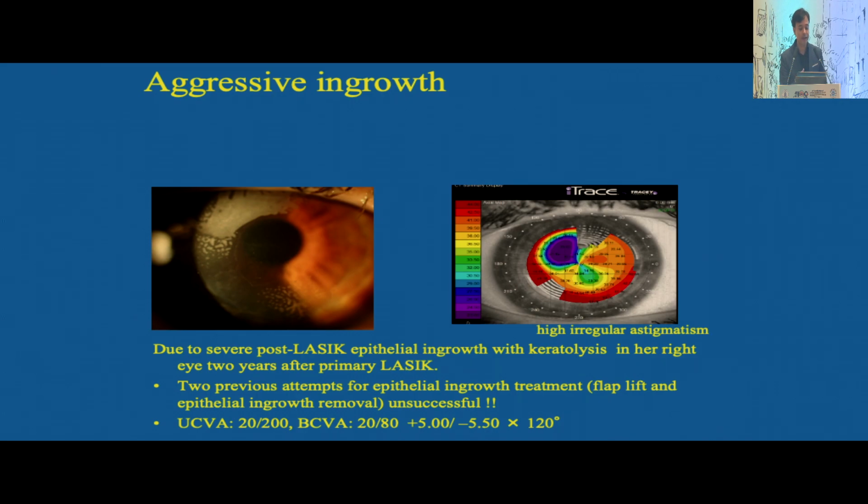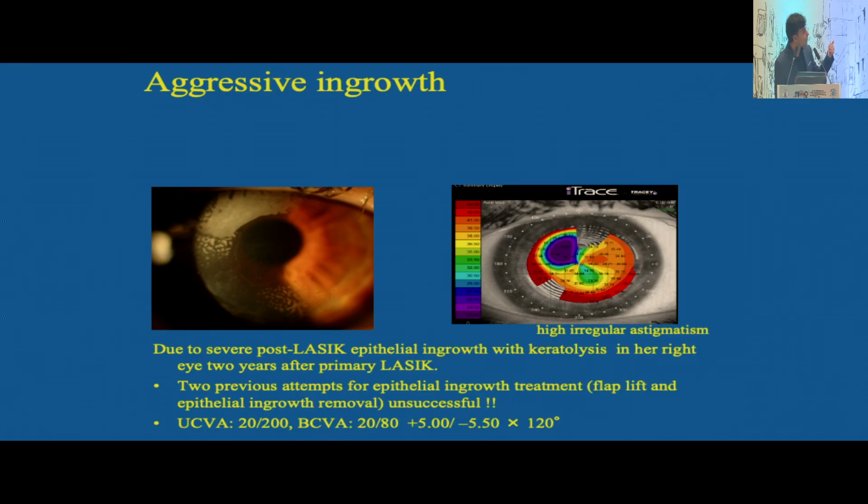Fortunately for us, the aggressive ingrowths which go into stage 4 are extremely rare. This is one of these cases which presented to us about a decade back. This was a patient who had undergone LASIK enhancement 2 times in peripheral centers elsewhere, and after the second enhancement the patient had epithelial ingrowth. This was a hyperopic patient, and you can see there was a very high irregular astigmatism which had been induced because of the same.